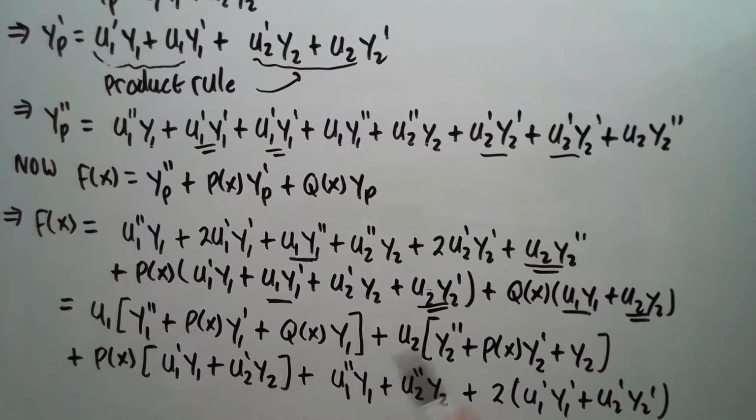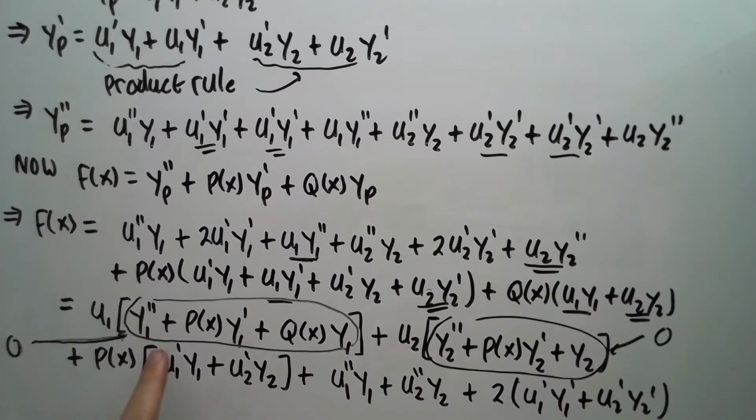Then I did something similar with the u2, so you've got a u2 here, a u2, and a u2. Factoring the u2 out of this one, there's a y2 double prime left here. Factoring out of this one, there is a y2 prime and a p. And factoring out this one, we'll have a q and a y2. And now by our assumption, y1 and y2 are solutions of the homogeneous differential equation. So that means, in particular, that this guy here and this are both 0. So let me write that.